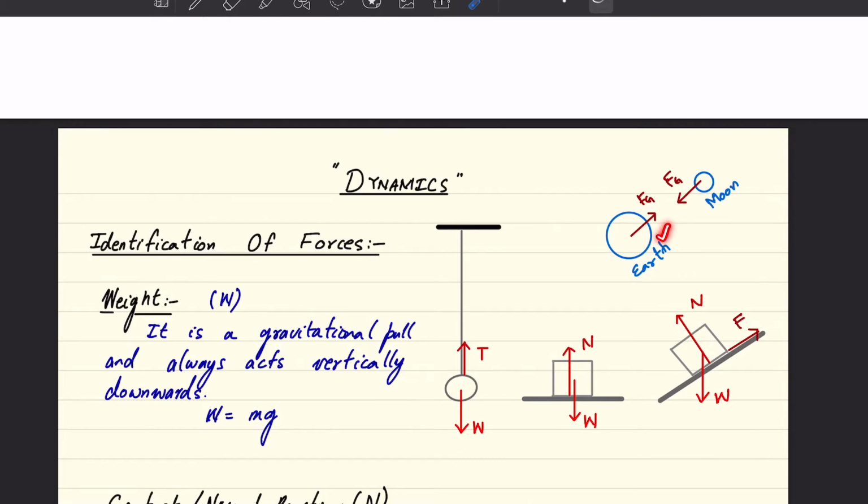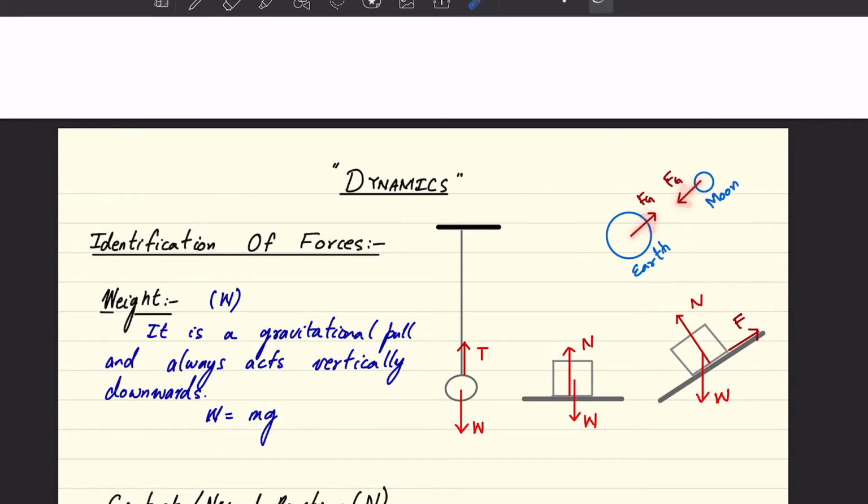In case of objects like moon and earth, weight is also called gravitational pull, and that must act towards each other. So the gravitational pull on earth must act towards the moon, and the gravitational pull on moon must act towards the earth.